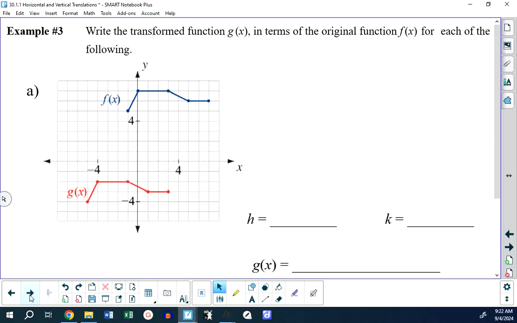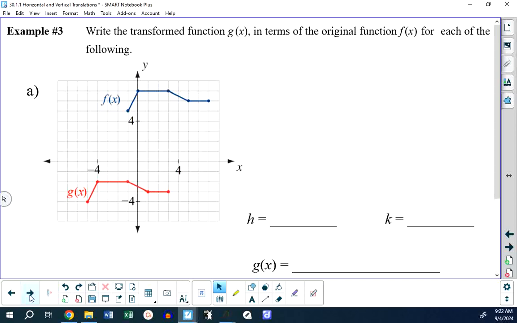Okay. So example 3. Write the equation of the transform function in terms of the original function. So people would look at this. If we hadn't done anything and I said, we need to write the equation of this, your mind goes in a different direction. It goes, well, it's not quadratic, so it's not an x squared. How am I going to come up with an equation? You can't. But you can come up with an equation in terms of f of x.